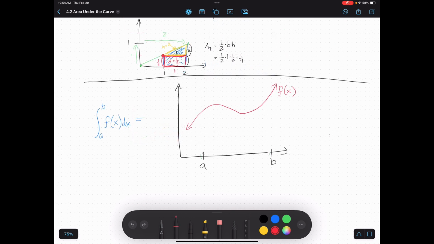Okay, so now let's look at a function that's not linear. So that's not a straight line. So here we have some function f of x. I'm keeping it arbitrary, but we're assuming that it's not necessarily a straight line. And I'm trying to find the area under the curve between A and B. So A is my starting point, B is my ending point. That means I'm trying to solve for this area.